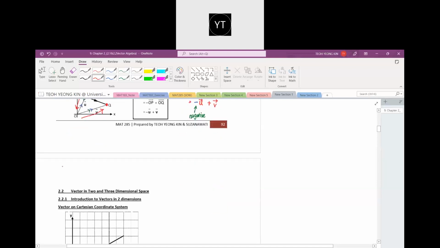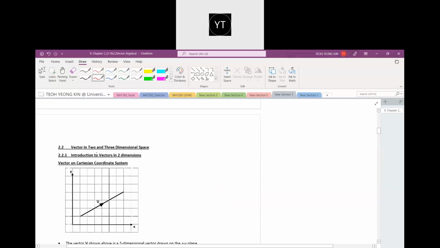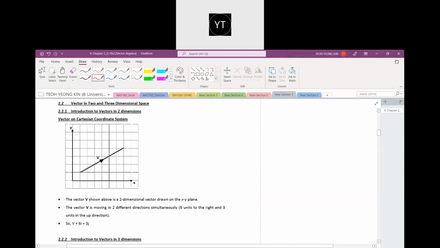Then next we look at vector in 2 and 3 dimensional space. So this one is for 2 dimension, dua dimensi lah. Vector and Cartesian coordinate system. So the vector V shown above is a 2-dimensional vector drawn on X dan Y plane. So ini adalah 2D. Kita cuma ada paksi X, paksi Y. The vector V is moving in 2 different directions. Dia ada 2 direction simultaneously.